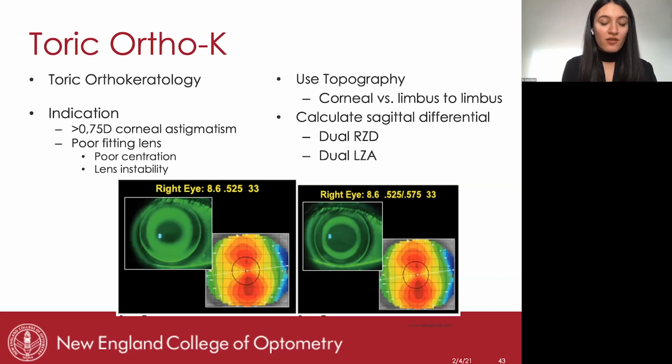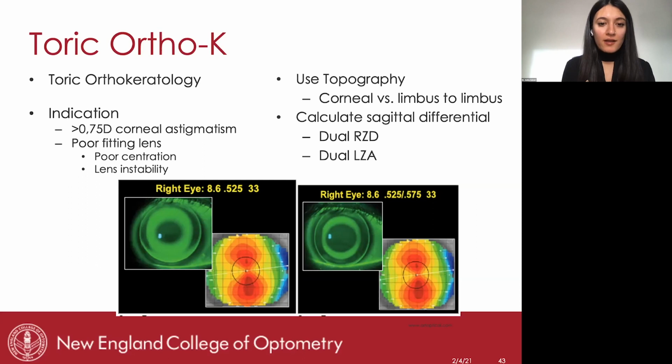So I find with any patient that has more than 0.75 diopters of corneal astigmatism, I need a toric Ortho-K to achieve proper centration and proper stability. Otherwise, that lens rocks in its place. The patient gets a lot of induced astigmatism. They have decreased visual acuity. They have just decreased vision in general. They also complain of a lot of glare, halos, and shadows and things like that.